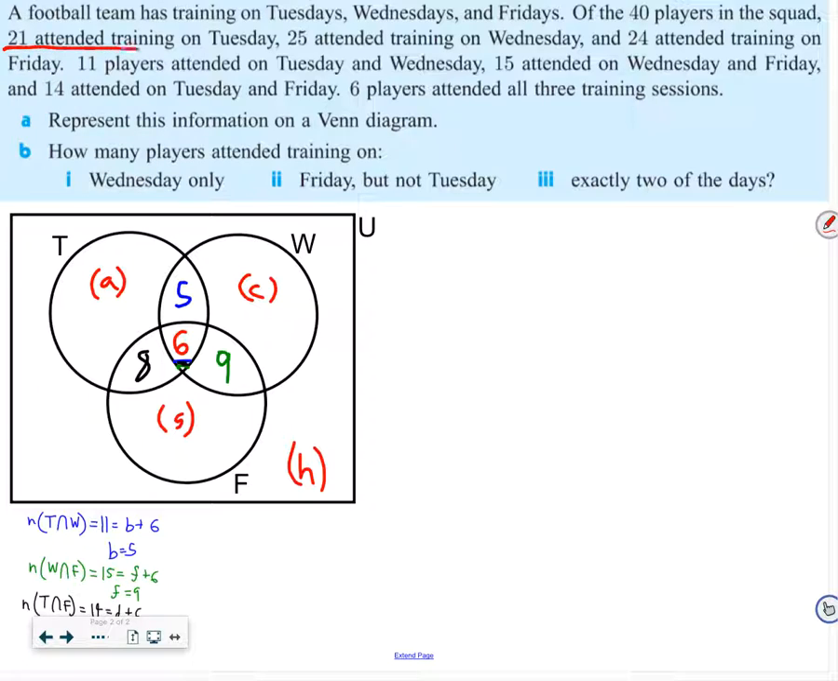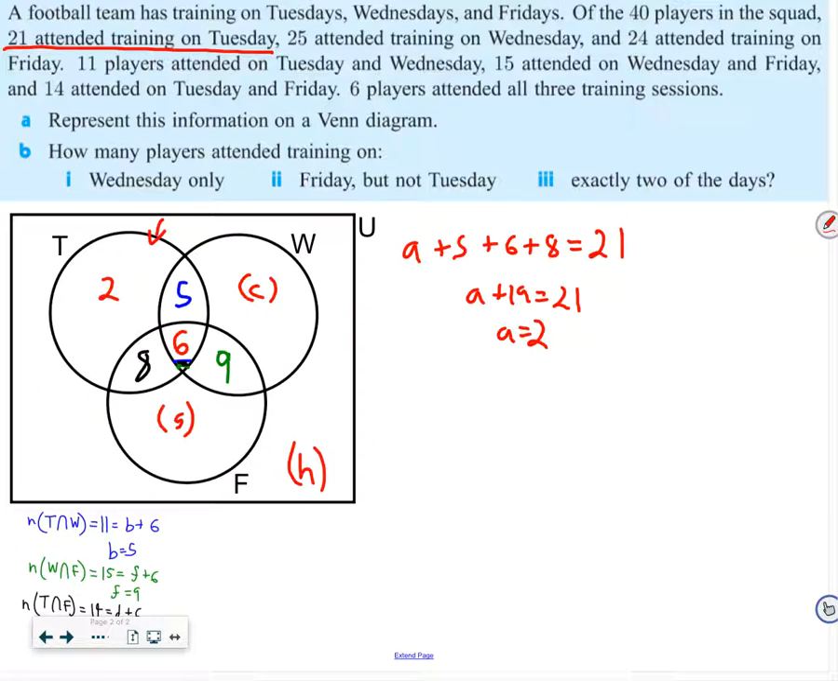I have 41 attended trainings on Tuesday. Now that I look at Tuesday, I see that that's A plus 5 plus 6 plus 8, because they might have attended on Tuesday and Wednesday, they might have attended all 3 days, they might have attended on Friday, and they might have just attended on Tuesday. So I need to add up all those different regions, and I know that 21 of them attended those days. 5 plus 6 plus 8 is 19, so A plus 19 is equal to 21, therefore A is equal to 2. I'm going to erase that and put 2 there.